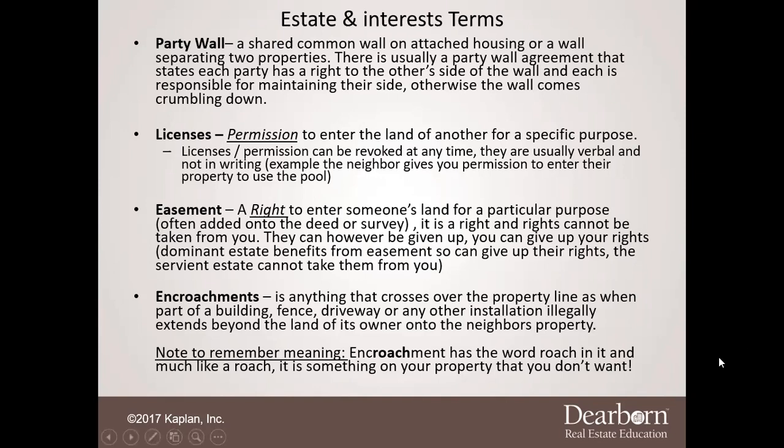I had a student give me this clever definition one time. An encroachment has the word roach in it. So much like the word roach, it's something you don't want on your property, but it's extending from the neighbor's property. The neighbor builds the shed or the garage over the property line or something along that nature. Well, that's an encroachment. It's illegally extending onto your property line.